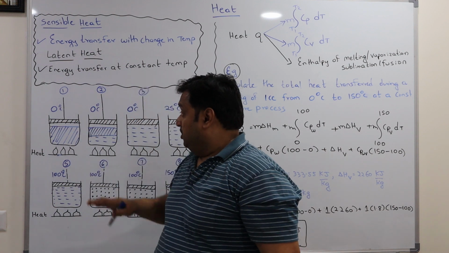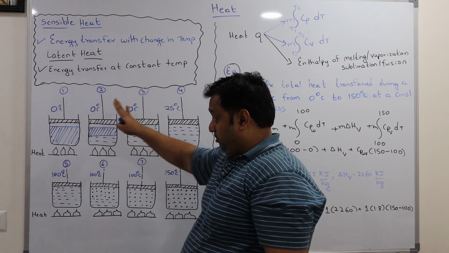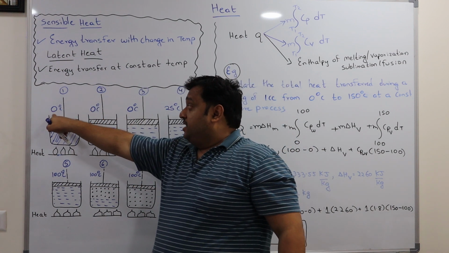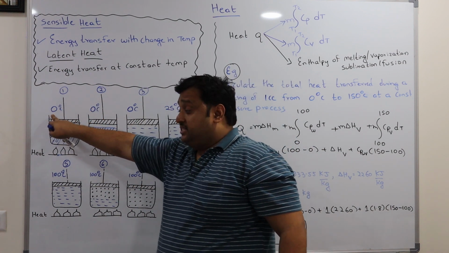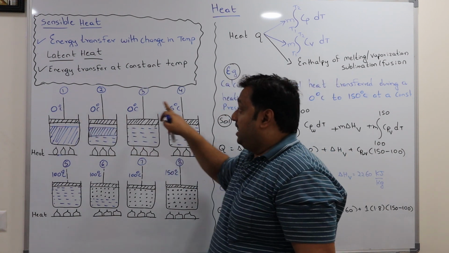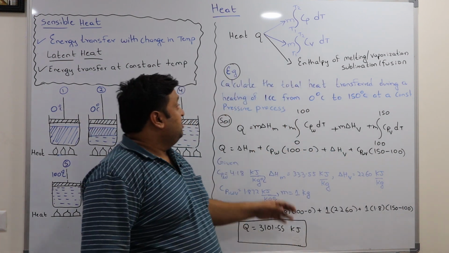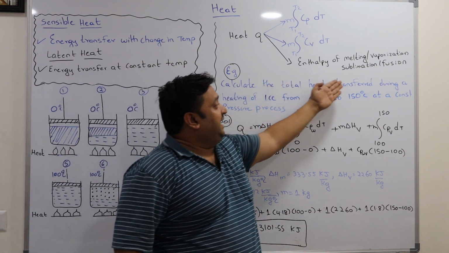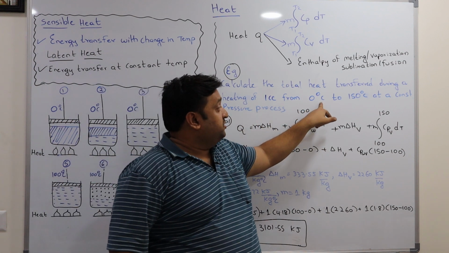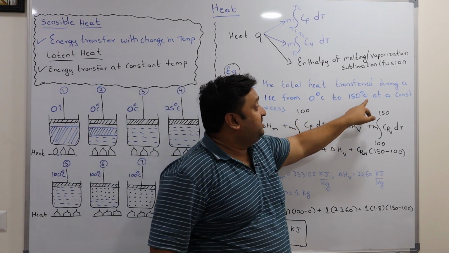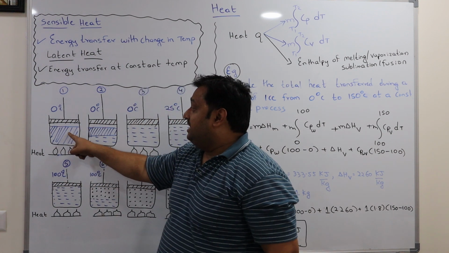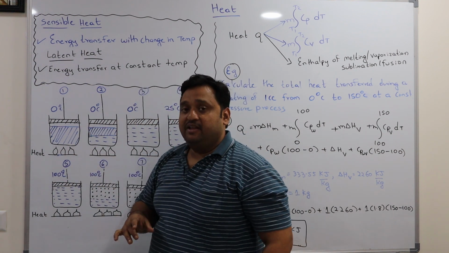So let us calculate how much heat is needed to take the ice from 0 degrees centigrade to the vapor at 150 degrees centigrade. Let us calculate, okay? So I calculate the total heat transferred during the heating of ice from 0 degrees centigrade to 150 degrees centigrade at a constant pressure process. Imagine 1 kg of ice is there, okay? Let us apply.